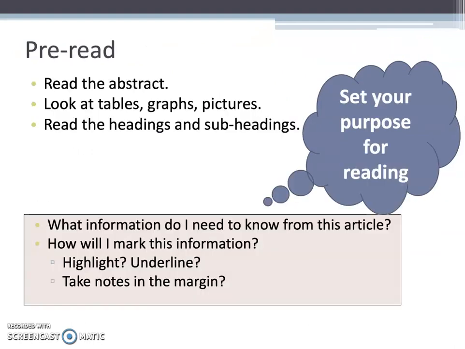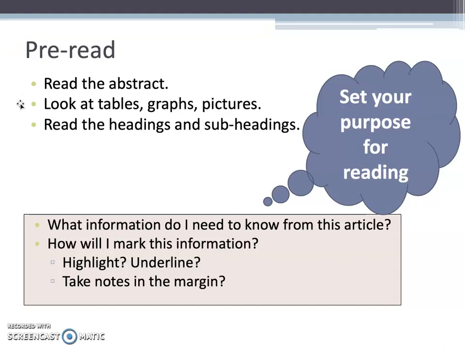When you first see the article, at the very beginning, you'll notice there's an abstract. The abstract is a summary of the most important findings and the most important information in the article.